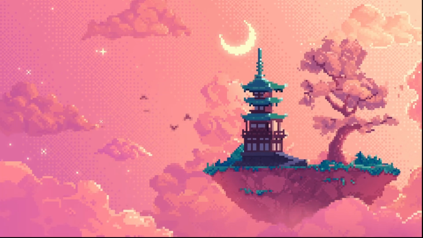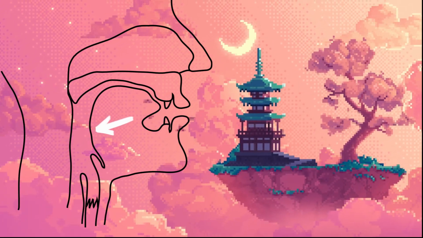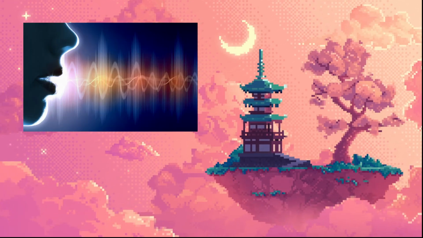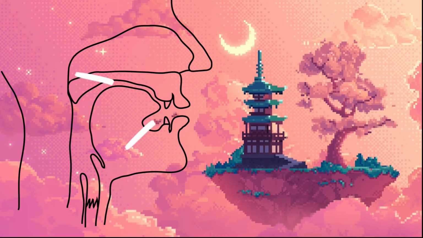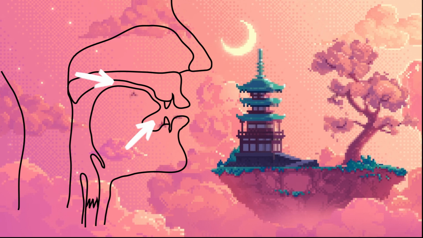Next, we have the pharynx, a hallway that connects the mouth and nose to our throat, and it gives shape to the sound created by the vocal folds. Then, the oral cavity, where our tongue, lips, teeth, and palate work together to create the final sound.